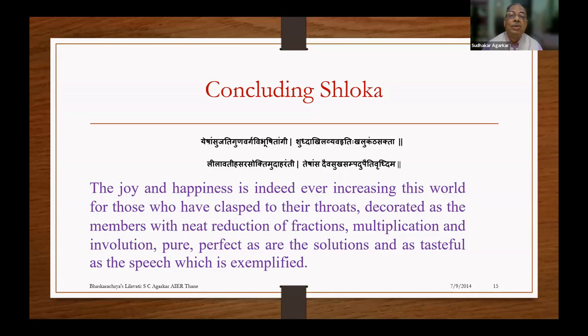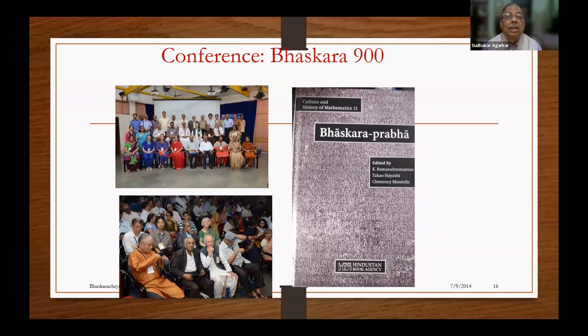Okay. So what I have done today is I have given you the pedagogical analysis of Bhaskaracharya's Lilavati. As I told you, there are 260 shlokas. I could only cover a few. And I have actually not solved any problem. I have given you only examples.